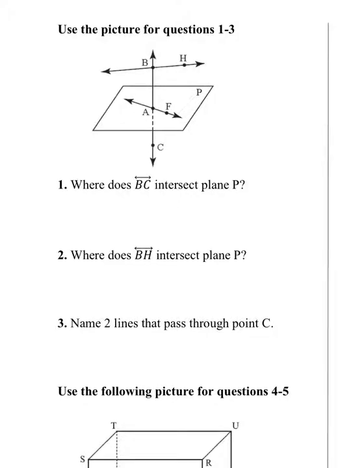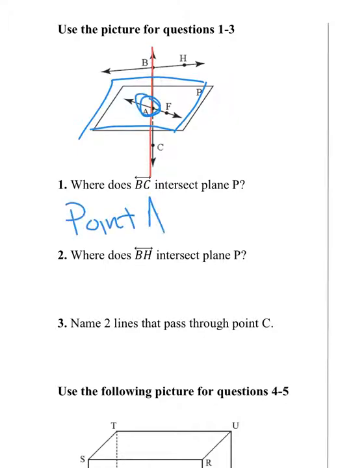Alright guys, here we go with the review for the structures test. Number one, where does the line BC intersect plane P? So very clearly here you see the line BC. Here you have plane P, and of course BC is intended to be going vertical up and down. The plane is kind of flat. So where they intersect is right there, and that would be point A.